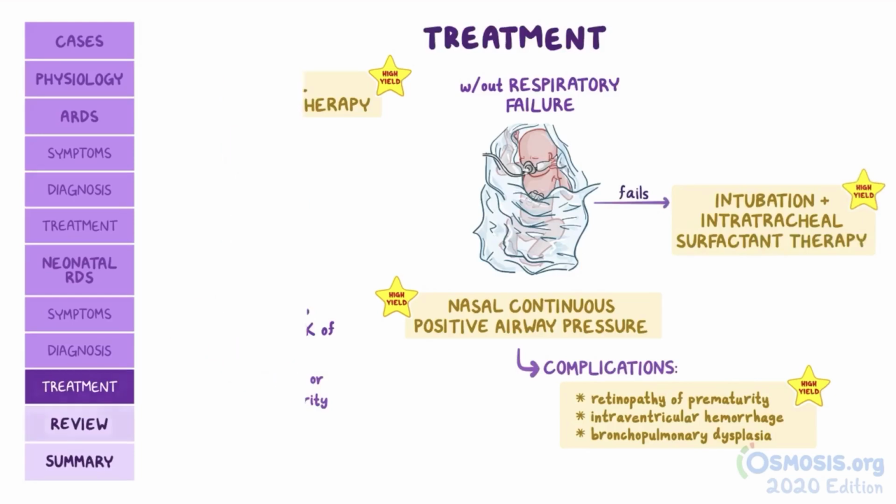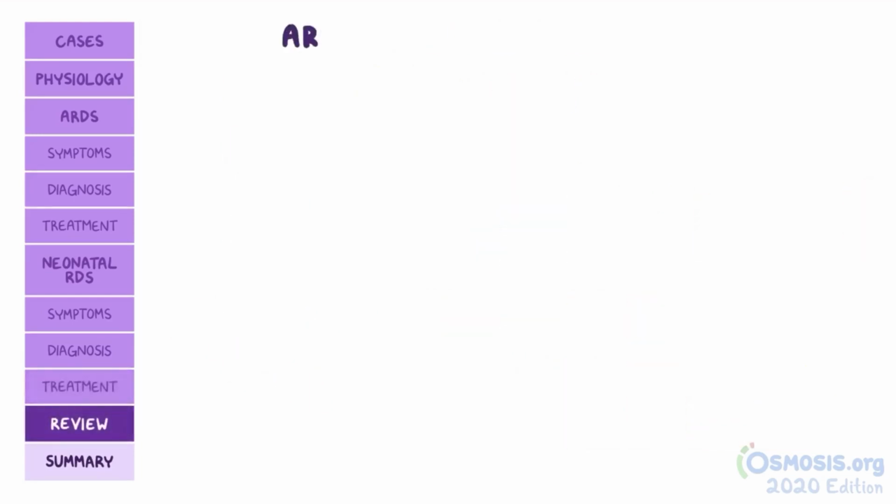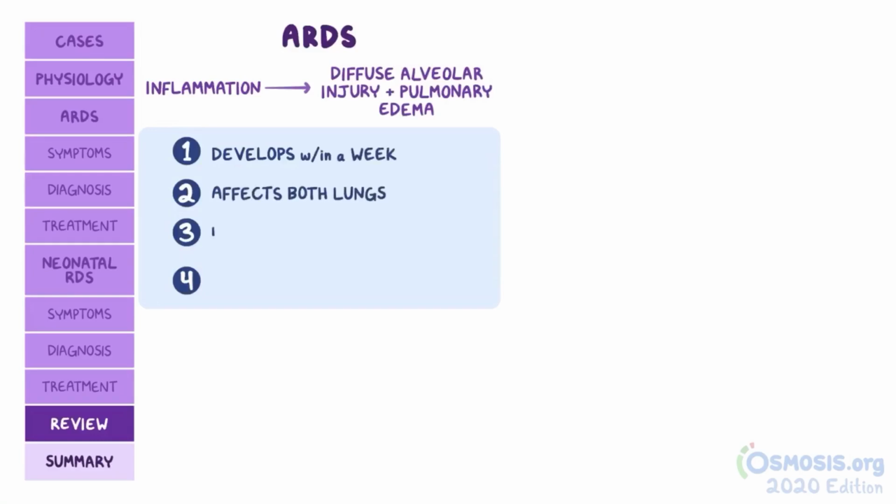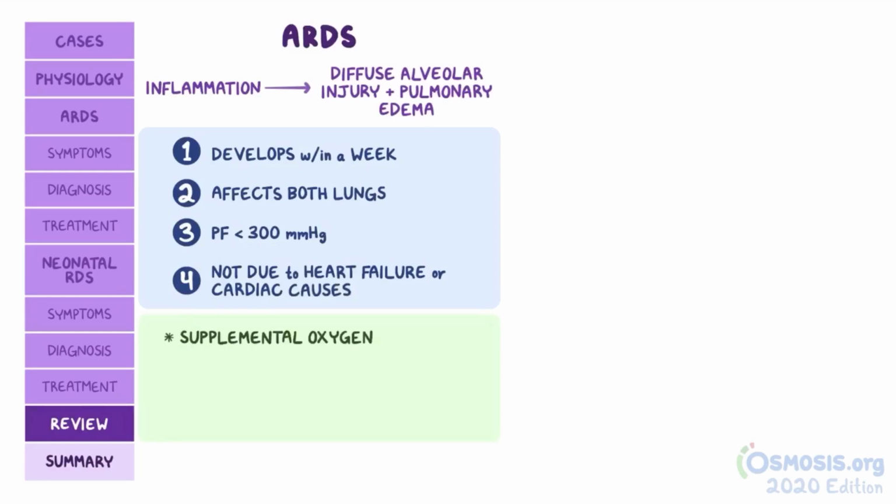All right, as a quick recap, acute respiratory distress syndrome happens when inflammation causes diffuse alveolar injury and pulmonary edema. The 4 criteria of ARDS are: it develops within a week, affects both lungs, causes the PF ratio to dip below 300 millimeters of mercury, and is not due to heart failure or other cardiac causes. Treatment includes supplemental oxygen and mechanical ventilation.